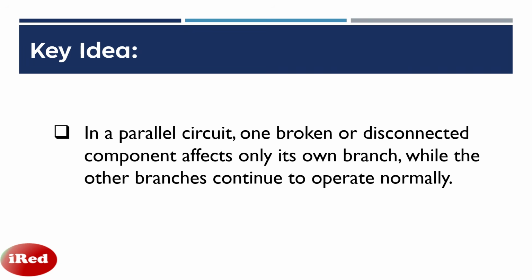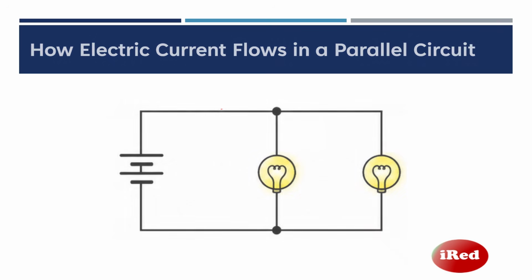So remember this key idea. In a parallel circuit, one broken or disconnected component affects only its own branch, while the other branches continue to operate normally. Now that we know a parallel circuit has more than one path, let's see how electric current flows through it.